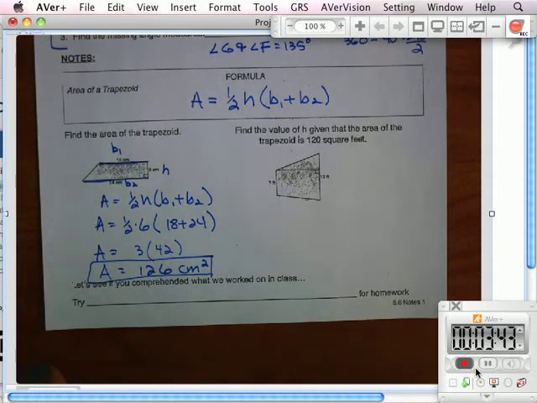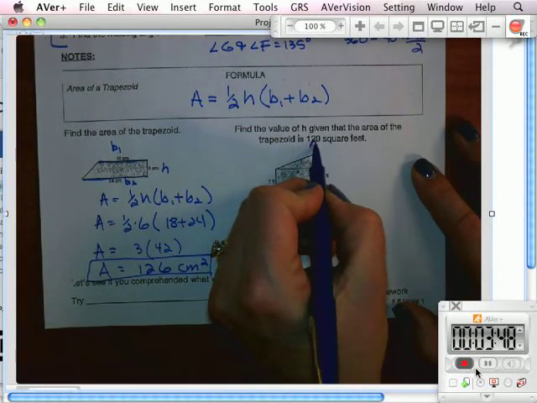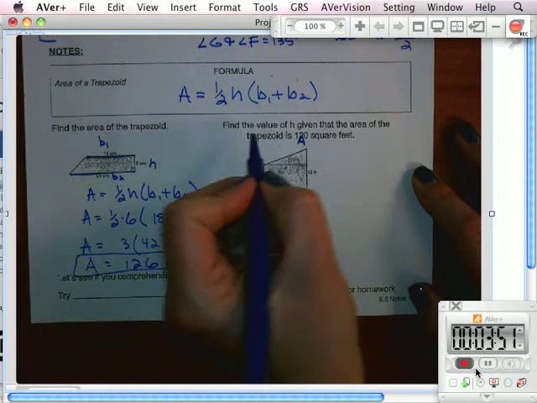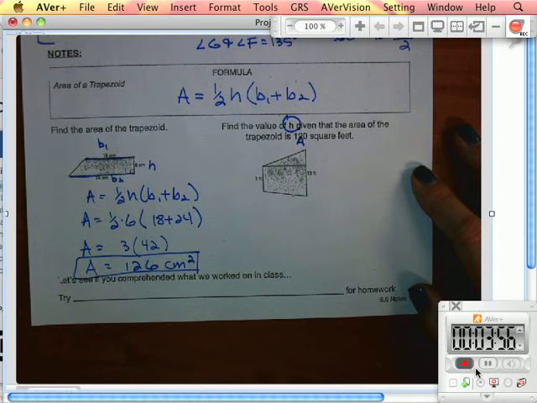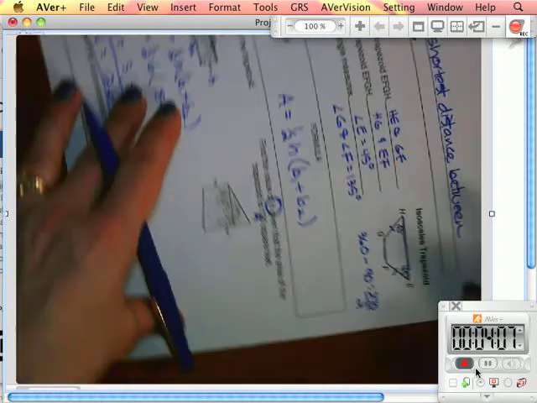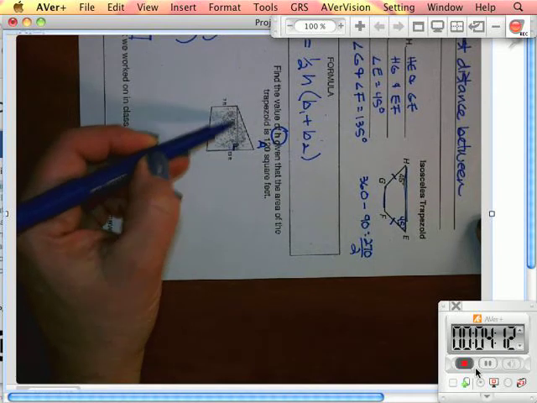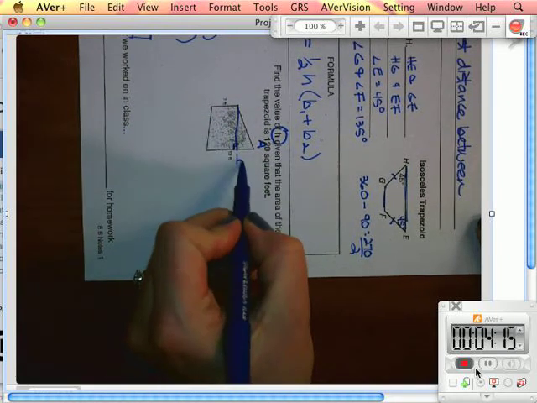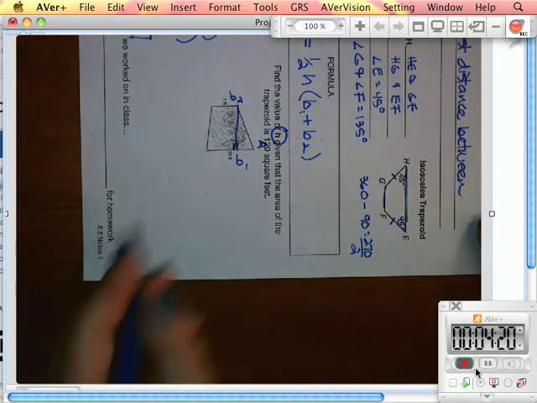Now, find the value of H given that the area of the trapezoid is 120. They're giving me the area. I have to find the value of H, or the height. Now, ladies and gentlemen, sometimes they're twisted. So you have to really look at the picture and say, where are the bases? Maybe I would turn it like this. Look here, the height is perpendicular to the bases, isn't it? So these are my bases. Name this B1, B2, or vice versa. It doesn't matter. And then here's my height, which I don't know.